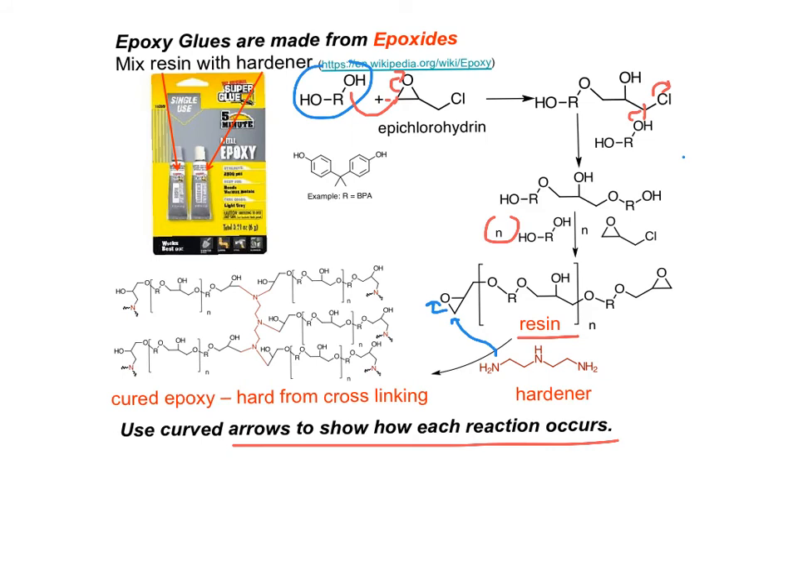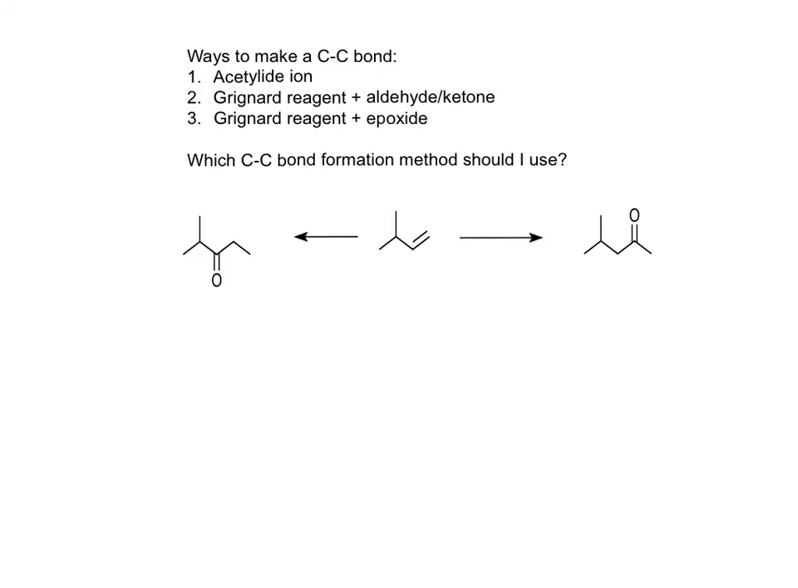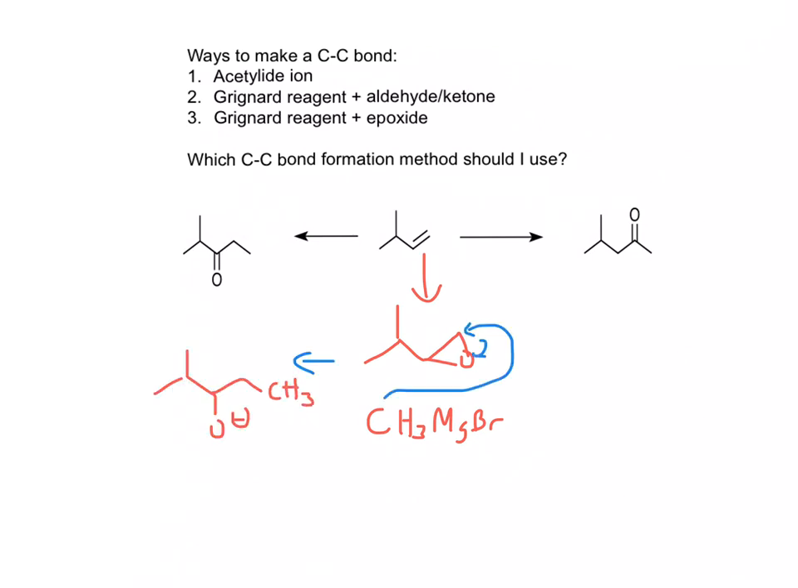So for synthesis, we looked at 3 different ways to make a carbon-carbon bond. So stop the video and identify the carbon-carbon bond formation method you would use to make each compound. Since we've been talking about epoxides, let's see how this epoxide would react with methyl magnesium bromide. Note the methyl magnesium bromide reacts with the less substituted carbon to form this alcohol, which then can be oxidized to the ketone.